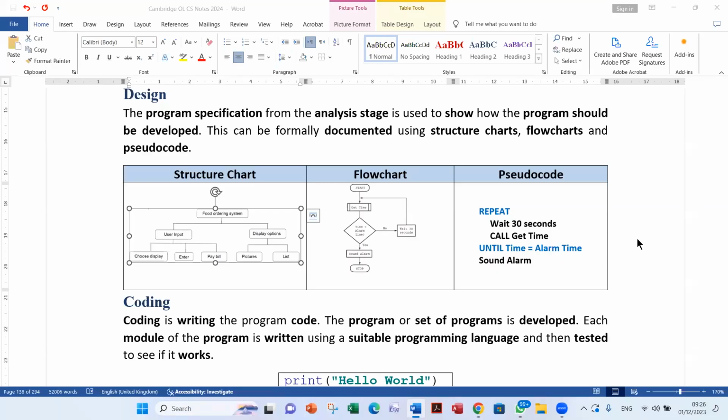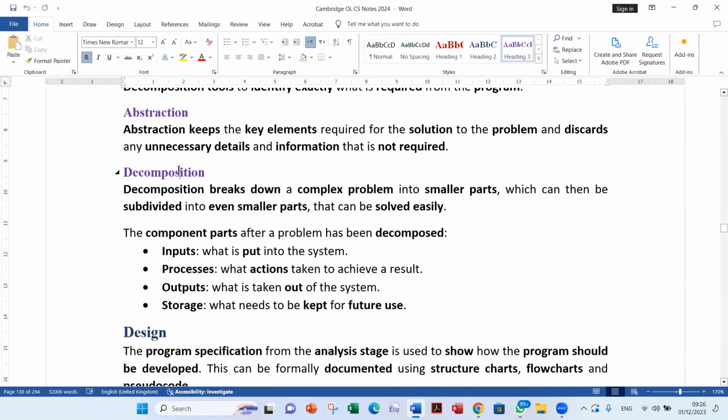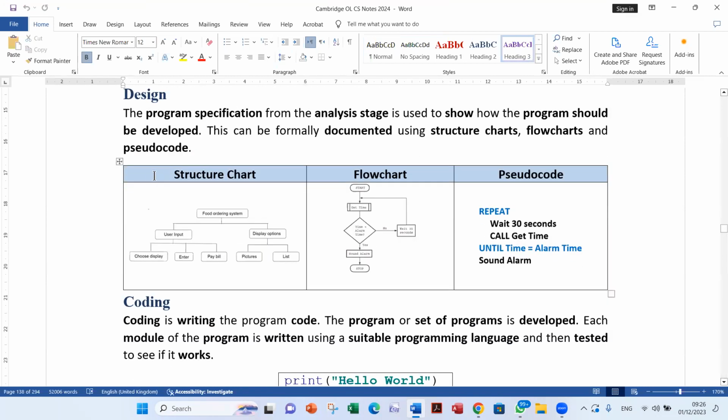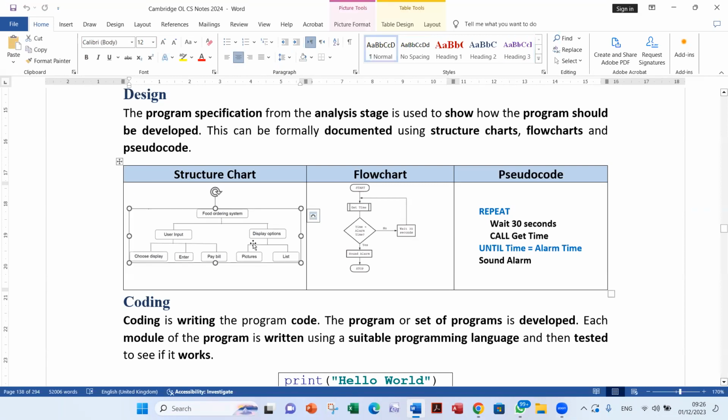You may say that the structure chart is part of the decomposition. Yes, you are true. However, in the analysis stage, you do the decomposition in order to be able to go through all the details and understand what is necessary from the program. So here you do the decomposition to understand what needs to be solved. Here you do top-down design.